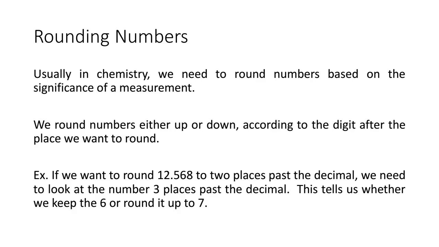Okay, so rounding numbers. Basically, when you're dealing with accuracy and precision, you're rounding numbers. So usually in chemistry, we need to round numbers based on the significance of a measurement. Also based on the precision of the instrument. So we'll write that down. So it's based on the precision of the measurement of the instrument.